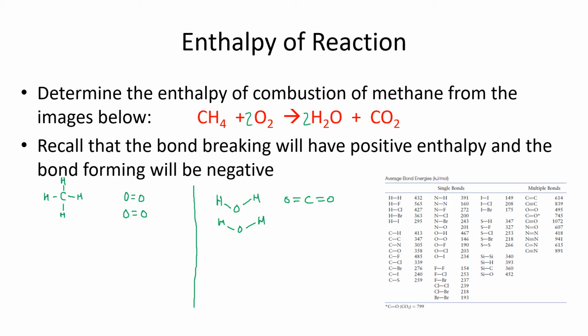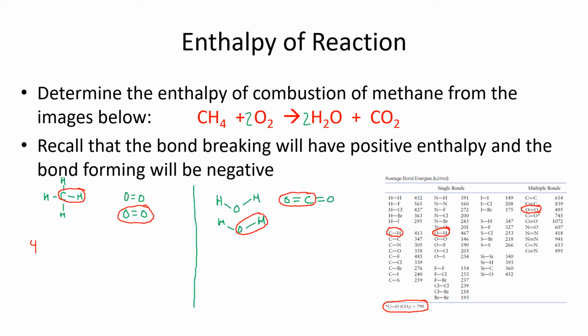Okay, so then off of our table, we got to look up the, let's switch colors here. We need the carbon to hydrogen bond. That's this guy. And then we need the oxygen double bond, which is over here. And then we need the oxygen hydrogen bond, which is here. And we need the carbon oxygen double bond, which is here. Oh, the one in CO2 is down here, 799. Okay, so let's work this out.